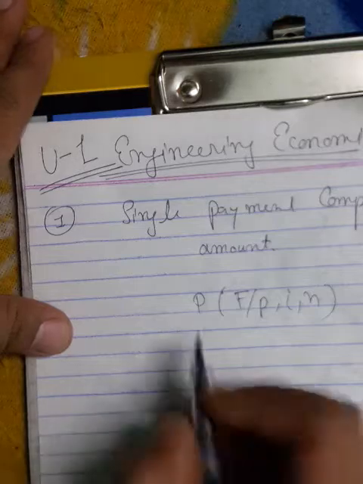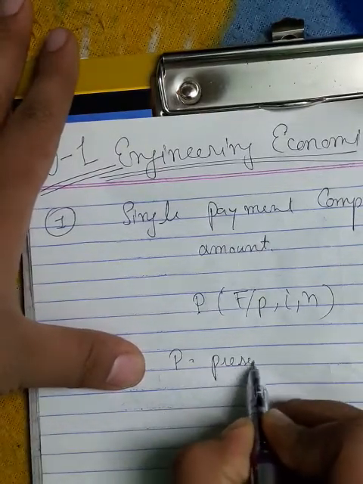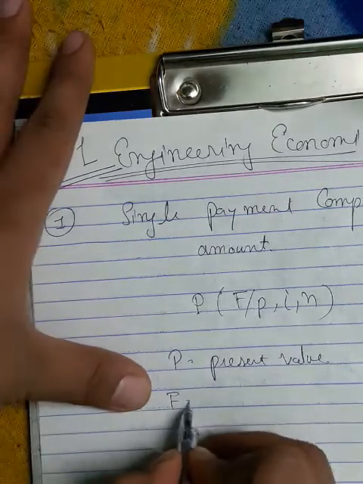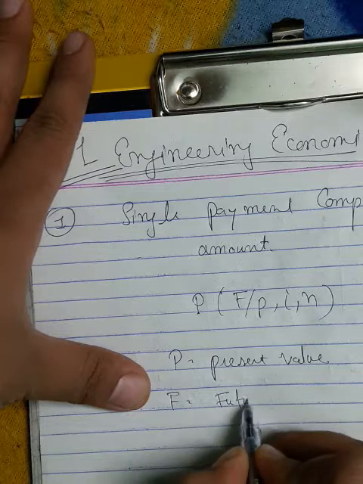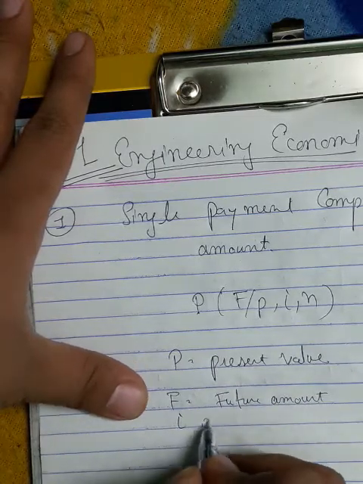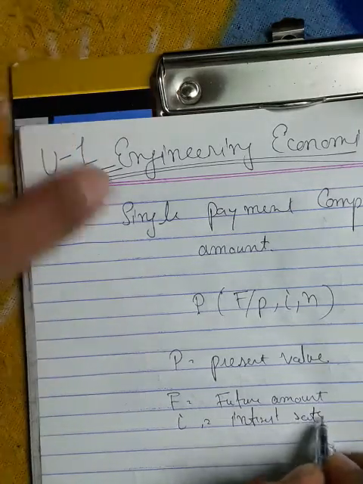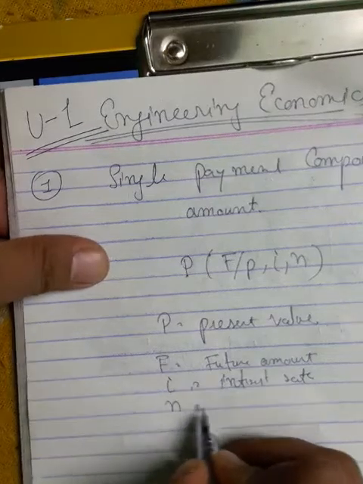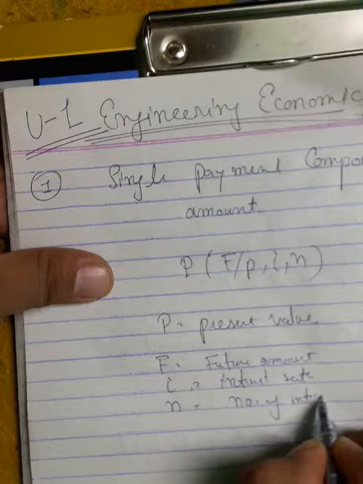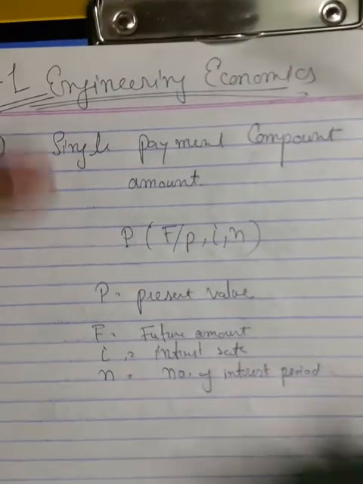What is this P? P is your present amount or present value. F is your future amount, I is your interest rate, and N is your number of interest periods.